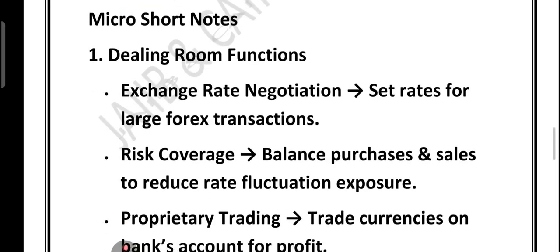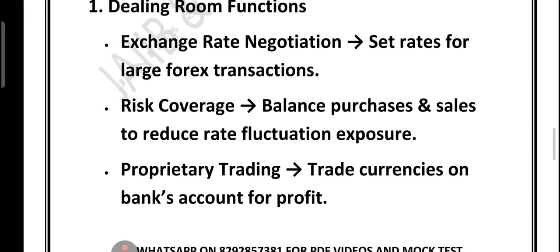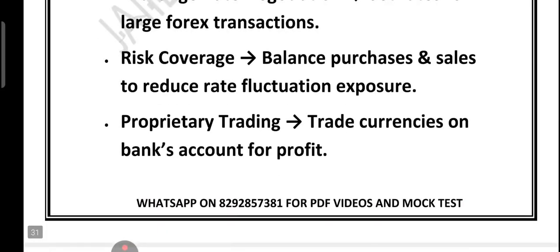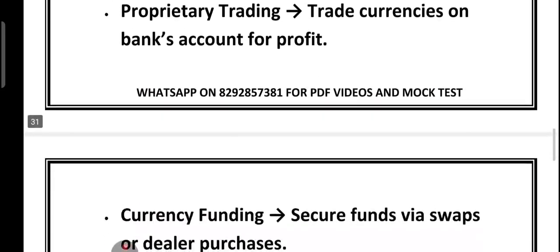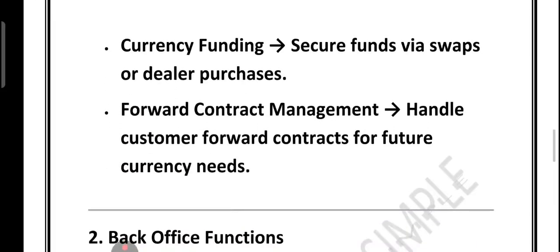If you look at the dealing room function, the first one is exchange rate negotiation, which means setting rates for large foreign currency transactions. Risk coverage means balancing purchases and sales to minimize currency fluctuation risk. Proprietary trading means trading currency using the bank-owned fund to earn profit. Currency funding means securing funds via swaps or dealer purchases.